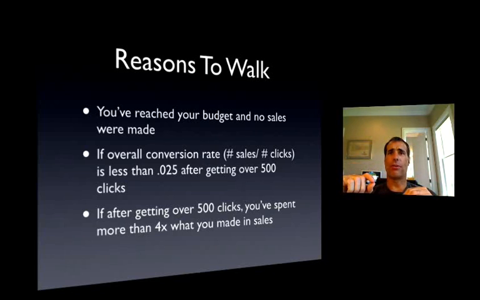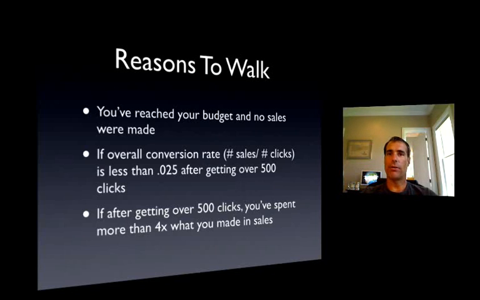If you've got at least 500 clicks or so, and your overall conversion rate is less than 0.025, that should actually be 0.025%. So not 0.025. In other words, another way to look at that is if you've gotten over 500 clicks and you've made 2 sales or less, bail. It's time to get out. Again, chances are it's so broken that you're not going to be able to fix it.